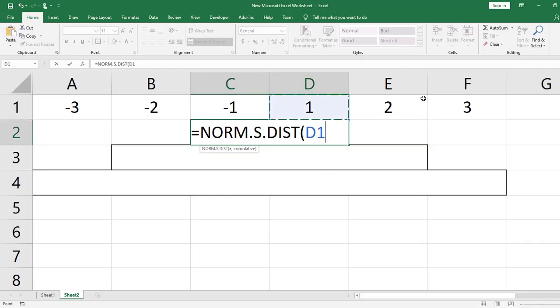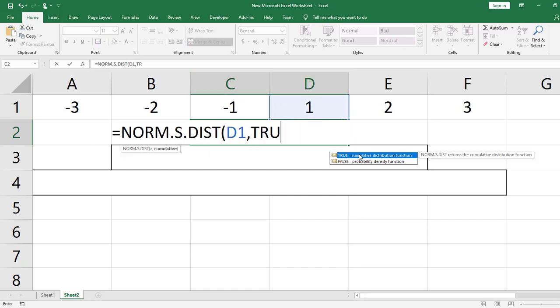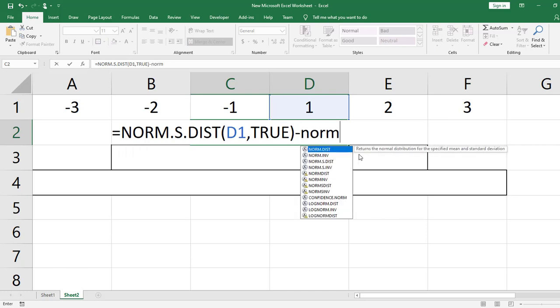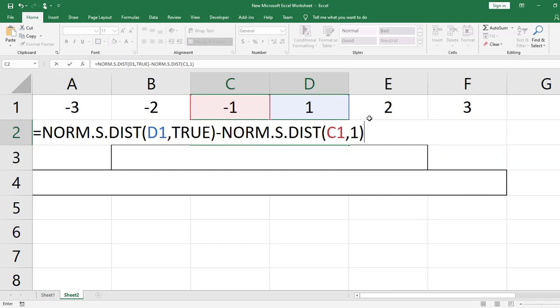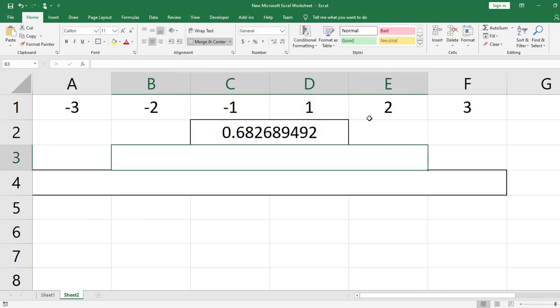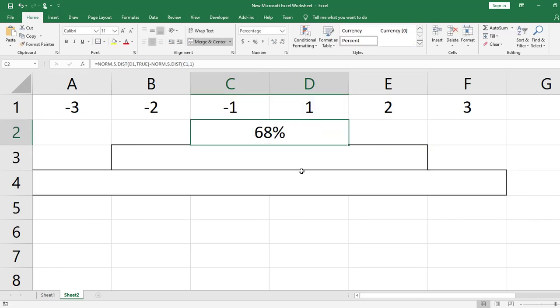So NORM.S.DIST, 1, 1 for cumulative, or if you want to just see, true also works. And then we'll subtract off the other one, negative 1, comma, I'm just going to put a 1. You see, it's just faster. You don't have to put it all in caps, true, but it's just nice. And then we get this value, which when we convert it to a nice percent, is 68%. You note, of course, it's not exact. Rarely is, but 68%, that's pretty close. You see where that comes from.